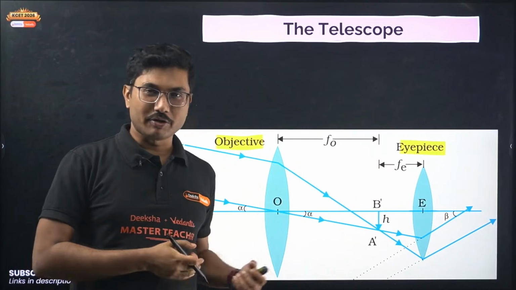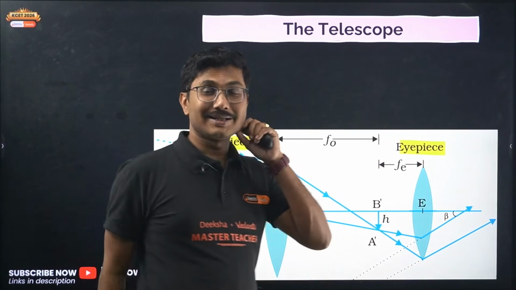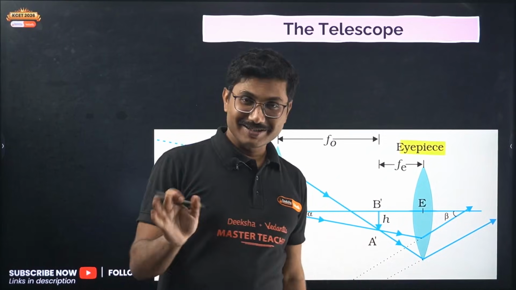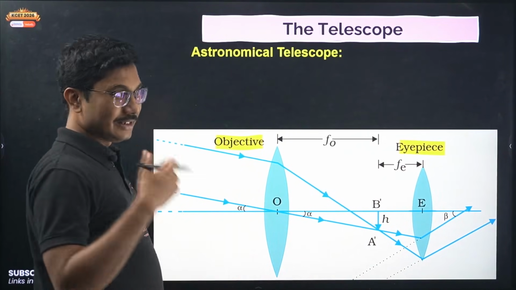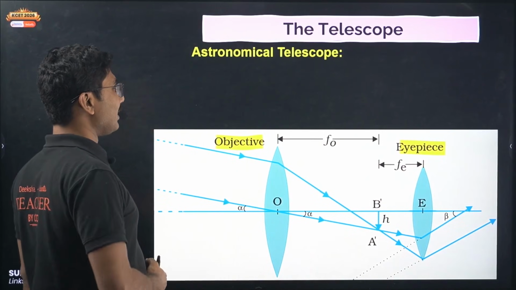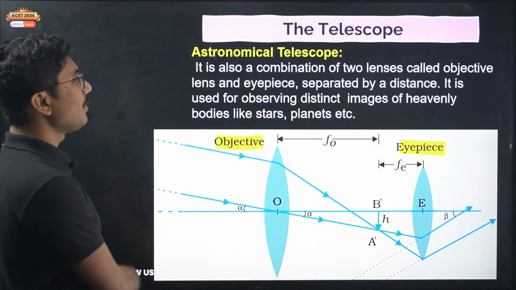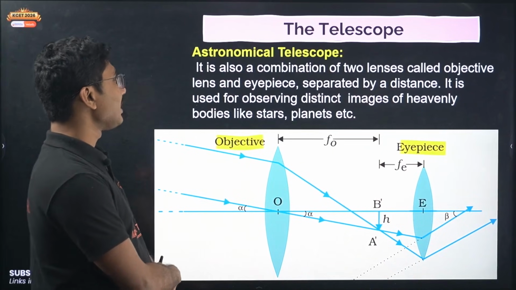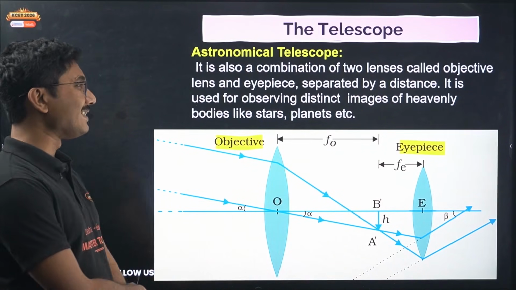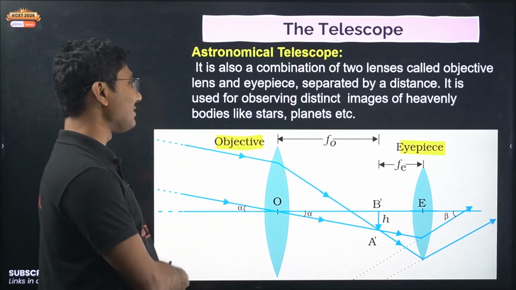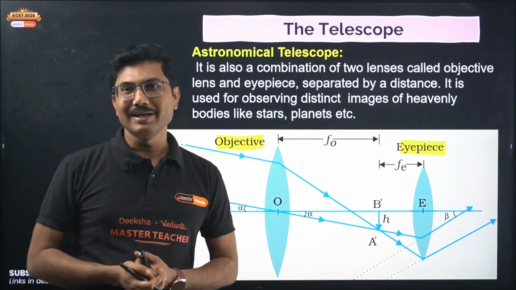So if you are using it on the earth, it is called terrestrial. If you are using it for objects outside the earth, then it is not called extraterrestrial, it is called astronomical, right? Now in this chapter we are basically discussing astronomical telescopes. It is also a combination of two lenses like a compound microscope. One is called the objective and the other the eyepiece, separated by a distance. It is used for observing distant images of heavenly bodies like stars, planets, etc. Because they are in the sky, they are called heavenly bodies.